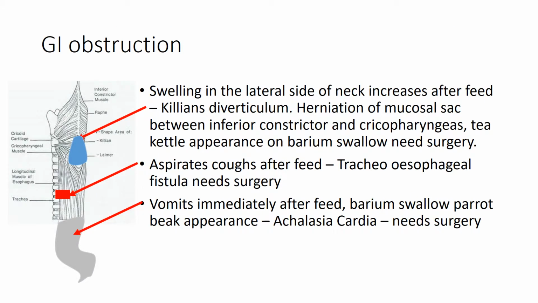So we are now starting to deal with GI obstruction. You see the superior constrictor and the cricopharyngeus. Between them, the mucosa can herniate, causing Killian's diverticulum. So as the baby feeds, there is a swelling in the neck and there is dysphagia. On barium meal, there is the tea kettle appearance and this needs surgery.